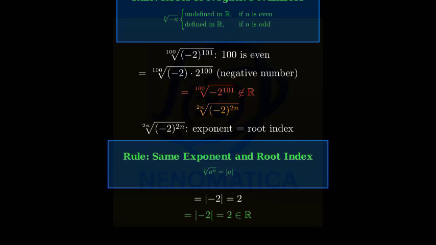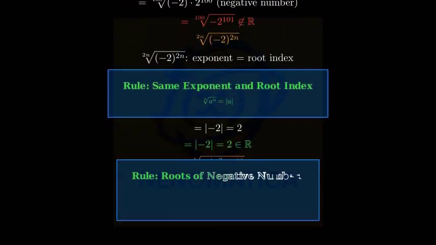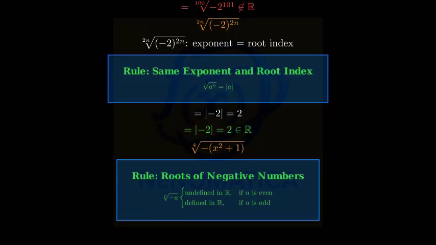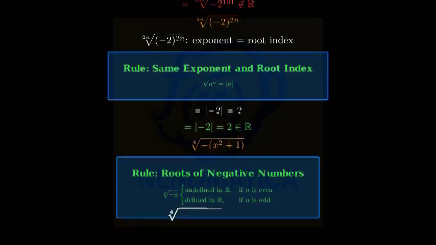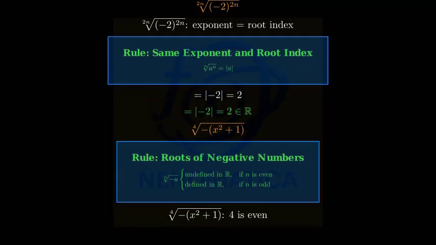Our fourth and final example is the fourth root of -x squared plus 1. Let's remember our rule. Even roots of negative numbers are not defined in real numbers. For this expression, we have the fourth root, which is an even root. We need to determine if -x squared plus 1 can ever be negative.